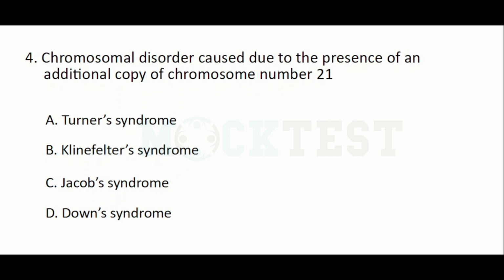Chromosomal disorder caused due to the presence of an additional copy of chromosome number 21. Option A, Turner's syndrome. Option B, Klinefelter syndrome. Option C, Jacob syndrome. Option D, Down syndrome. The answer is option D, Down syndrome.